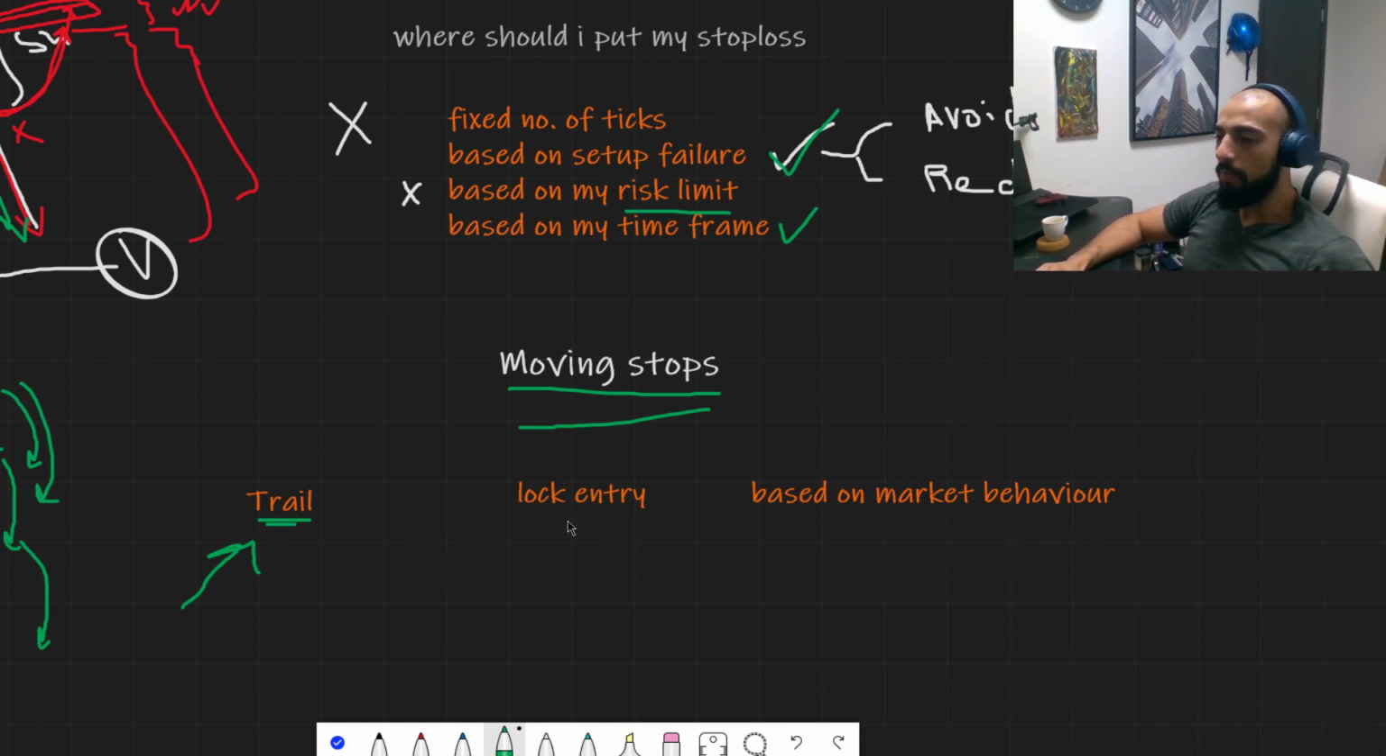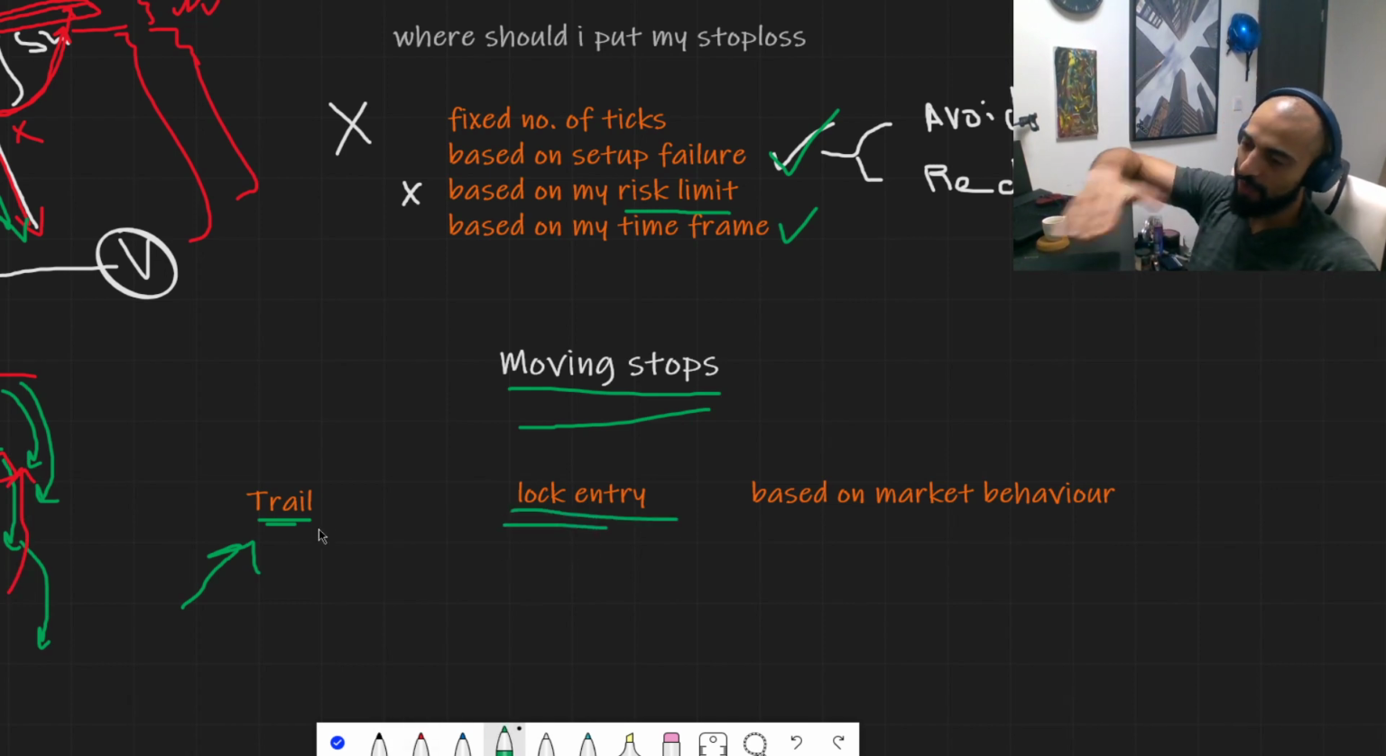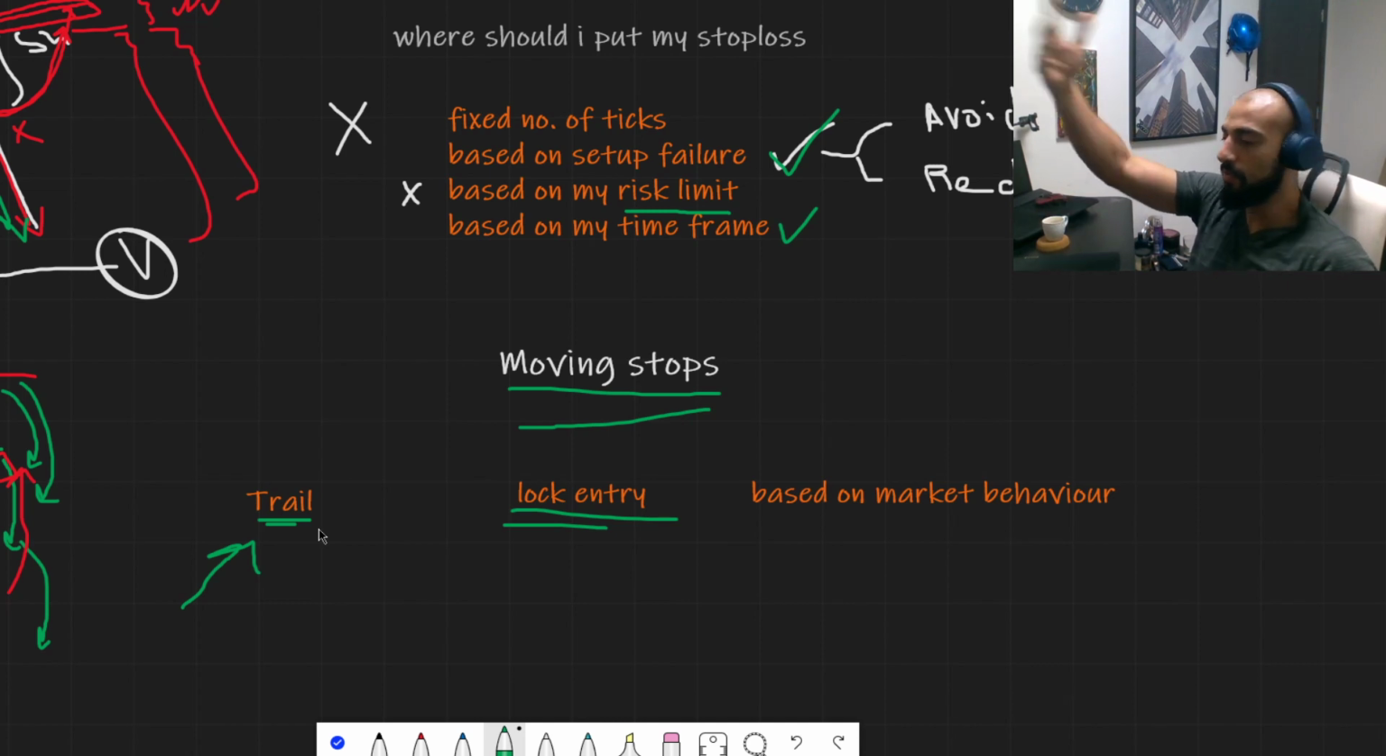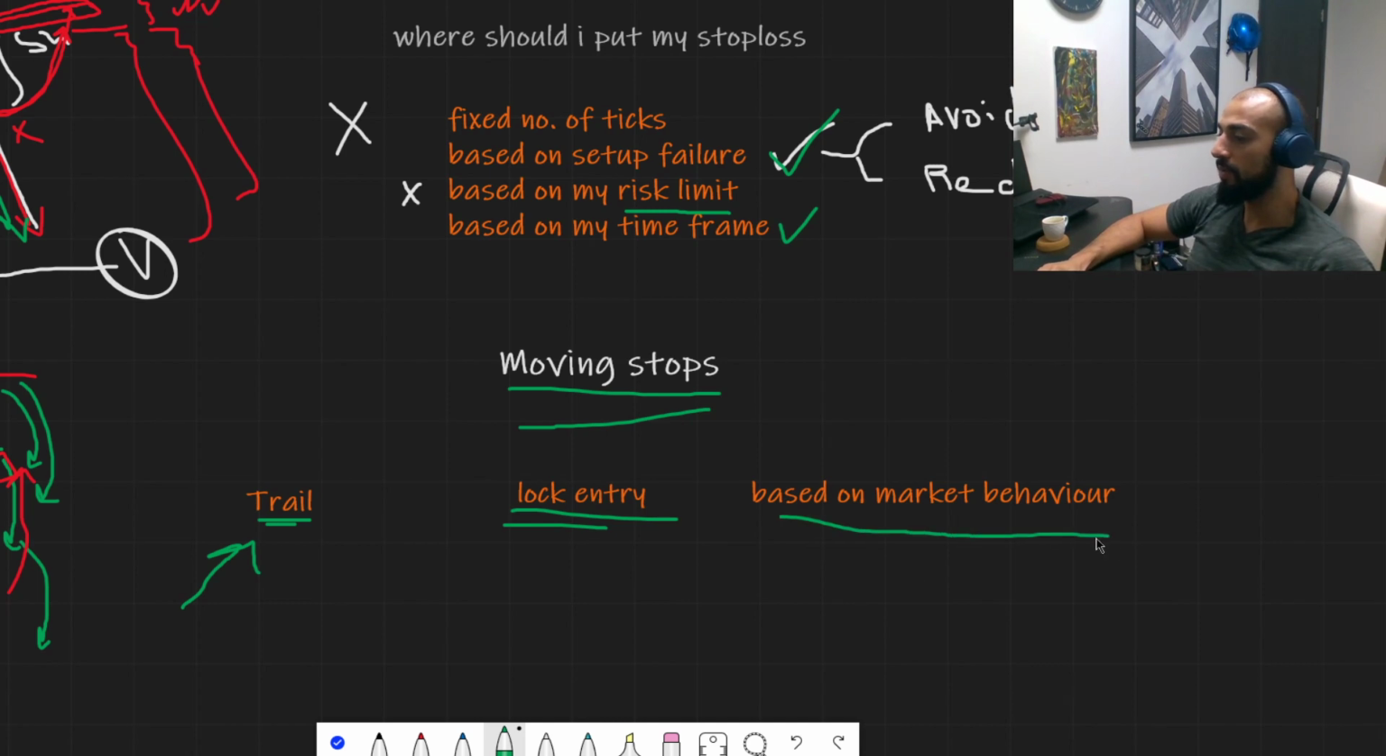Or lock my entry. So once the market moves in my favor, gives me some space, I bring my stop loss and I lock my entry. I mean setting your stop loss in front of your entry, so if the market decides to go back, it will take you out and you will not lose any money. That's what I mean by locking your entry, that you put your stop loss ahead of your entry. If the market reverses, you don't lose any money. And the third one, based on the market behavior. Let's look at these three things.